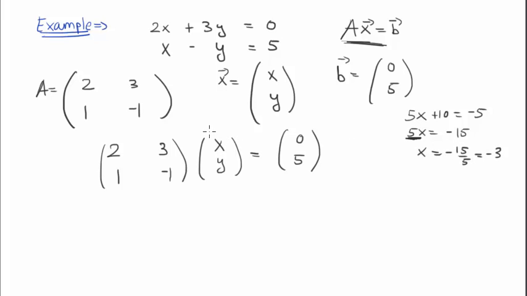So in this case, our x is the xy over here. We need to get that by itself. We can't just divide by matrices, so we need to figure out the inverse. So in this case, A inverse is equal to 1 over the determinant. What's the determinant? Well, it's a negative 2 minus 3, right? So negative 5.